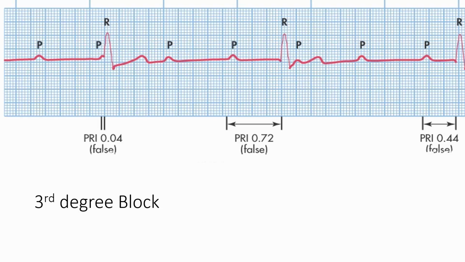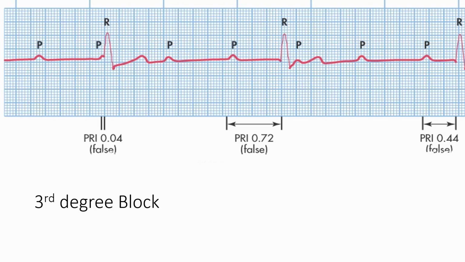But the key principle you have to keep in mind when you are looking at these strips and you're thinking third-degree heart block, remember there's no communication. So the atria is doing its own thing and the ventricles are doing their own thing. And so that's what you have to realize here when you're looking at this, okay?